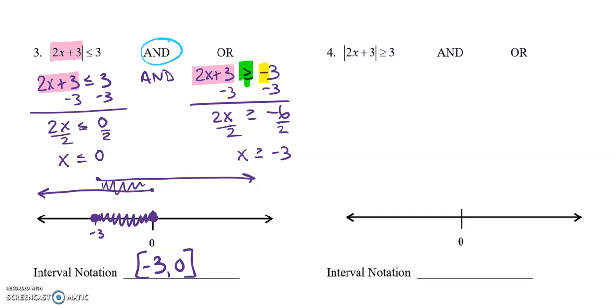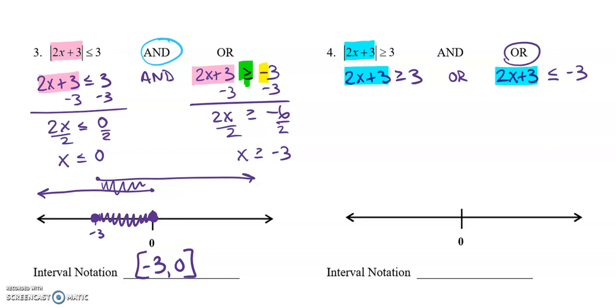Next one, this is a greater, so this will be an or scenario. We're going to rewrite the first one just like it's written, except for we're going to drop the absolute value. Or the second one, we're going to spin the symbol around and we're going to make it a negative 3. Notice what's inside the absolute value does not change. On the second piece, we change the symbol and we make it a negative. Double change. Change the symbol, change the sign.